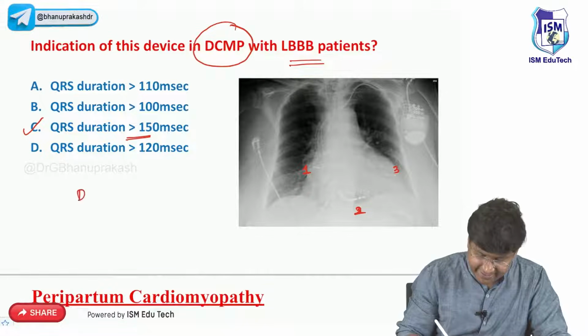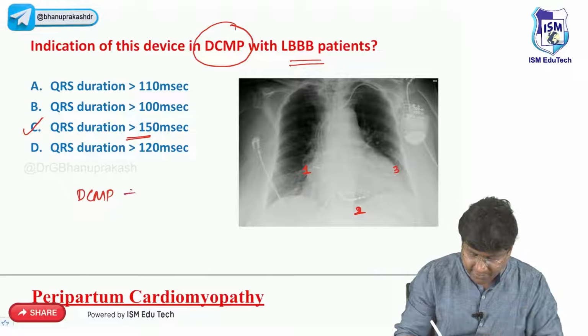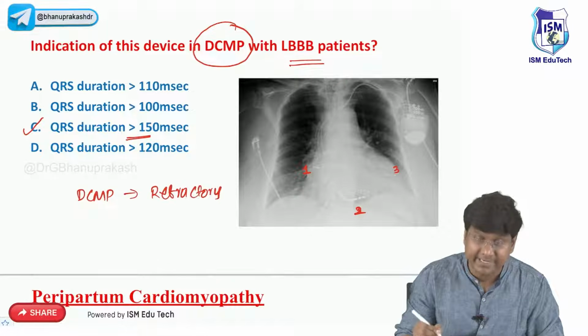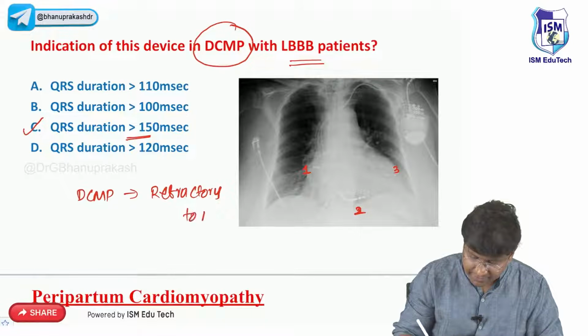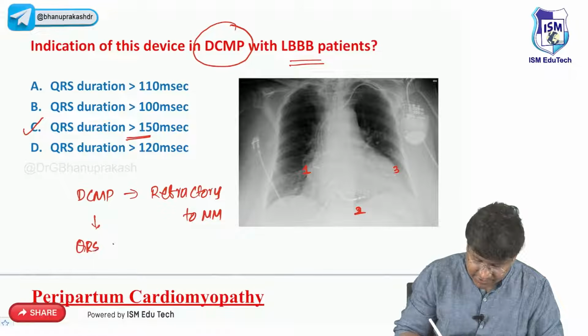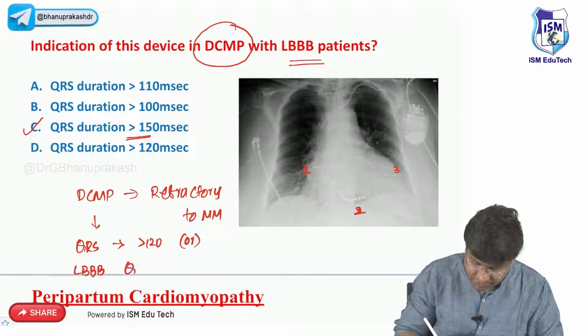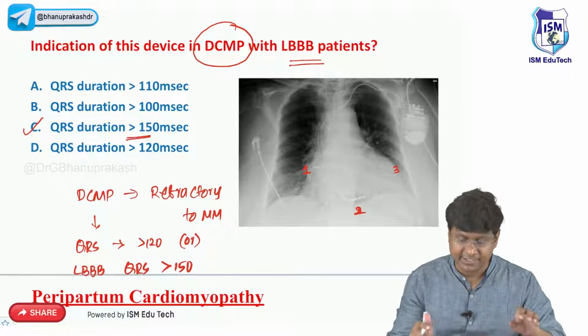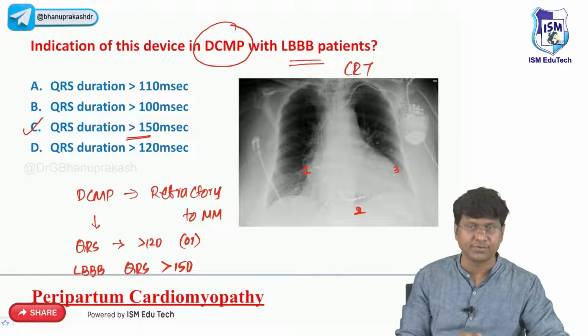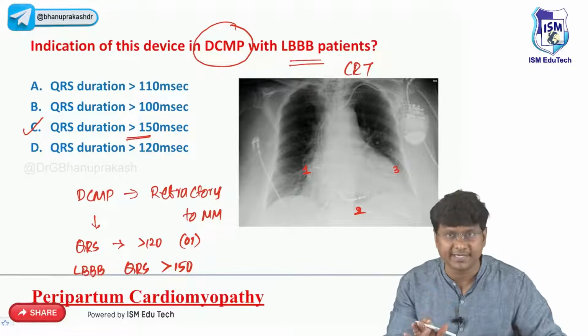So in dilated cardiomyopathy where the individual is refractory to medical management, and the QRS complex is more than 120, or if the patient is having left bundle branch block, the QRS complex should be more than 150 milliseconds. They are the candidates who will be requiring this CRT. What exactly is this CRT? That is cardiac resynchronization therapy. So that was about dilated cardiomyopathy.